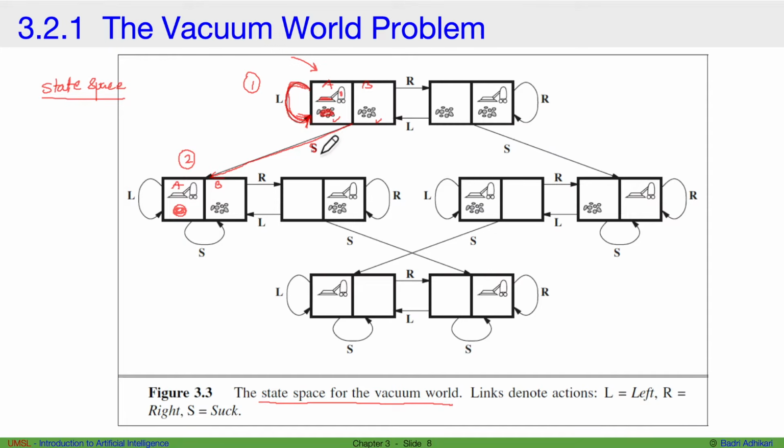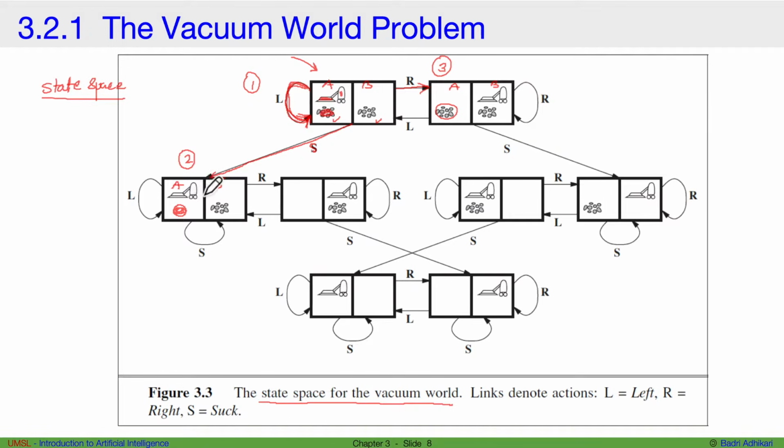Instead of taking this action of sucking dirt, if the agent had decided to take a right instead, then the first room, room A, would still be dirty, but then the agent would be in room B, the next room. So that would be a third state, another state, because this is different from the previous state.